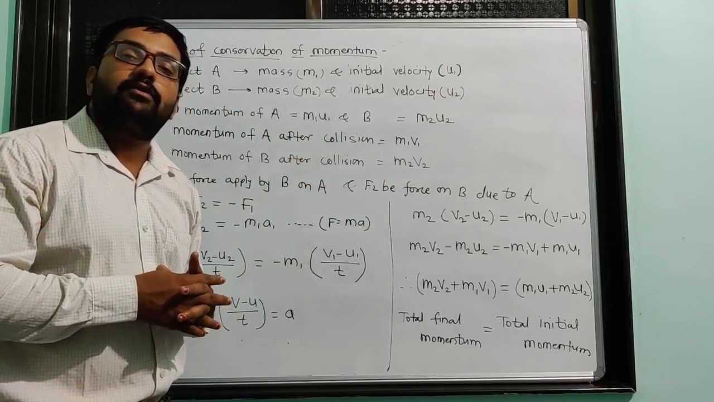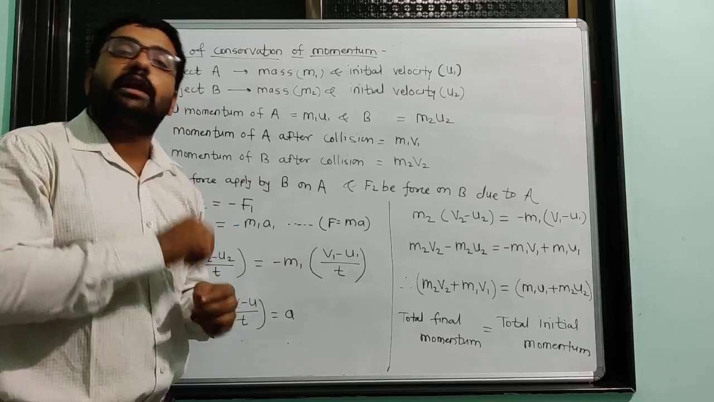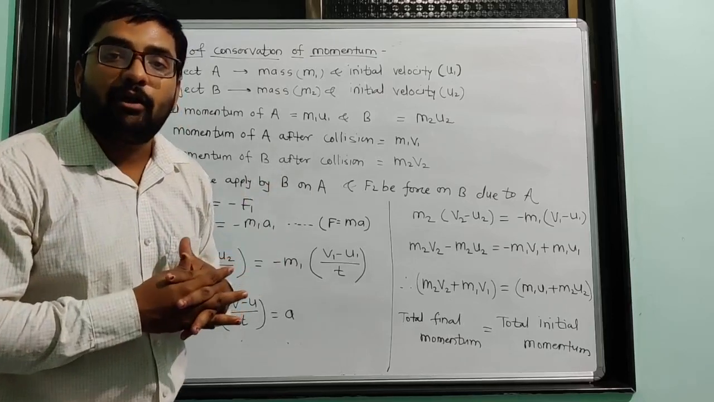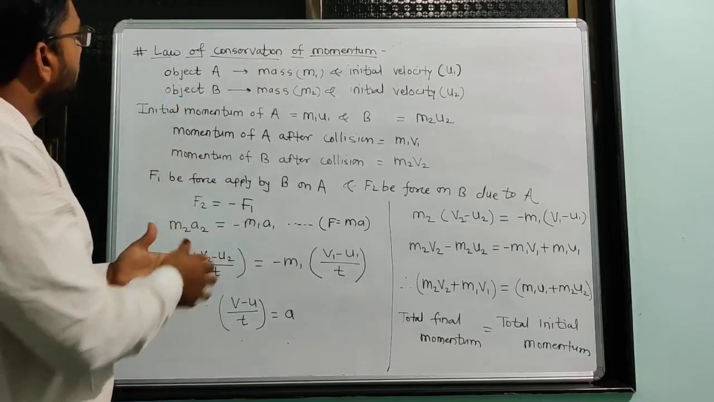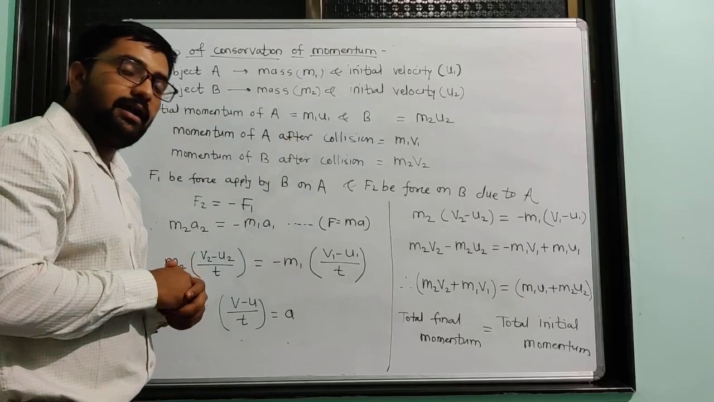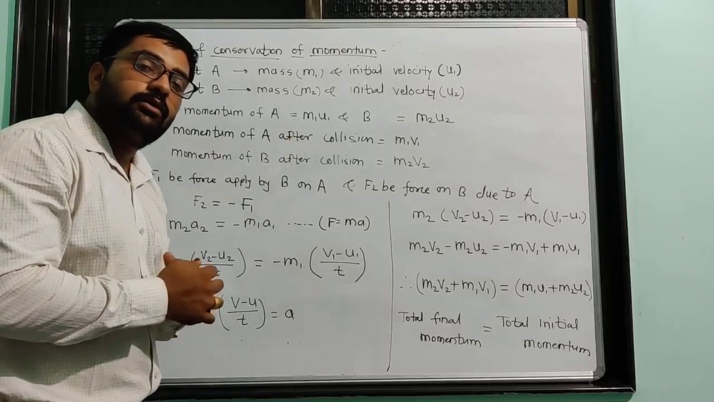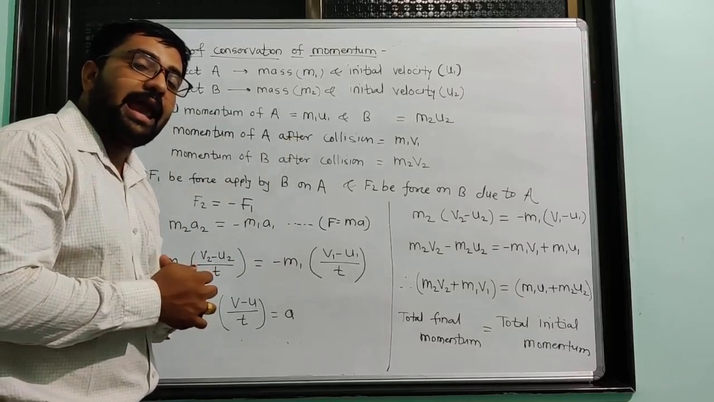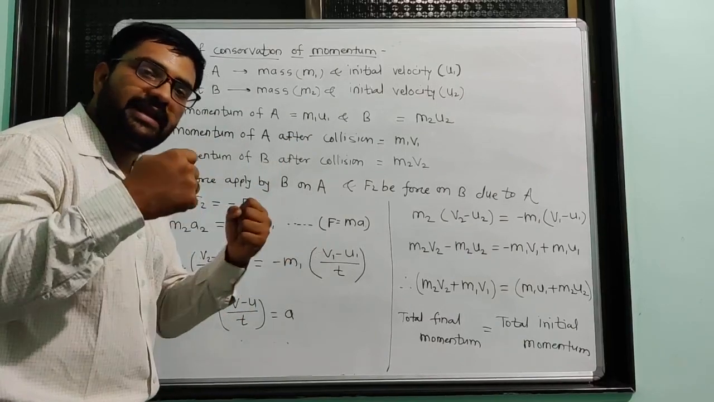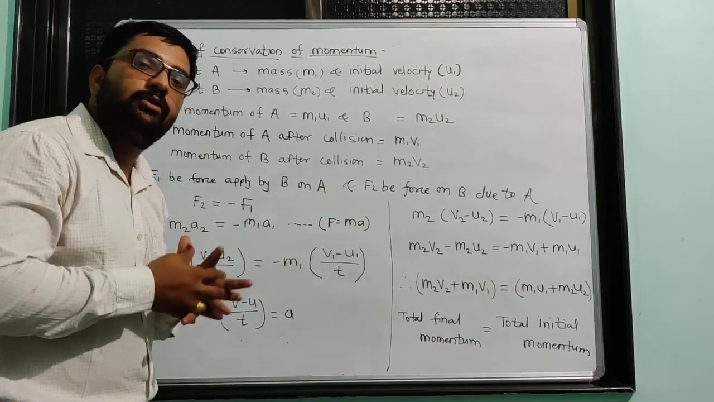They will apply force on each other, and due to that force, what happened? Acceleration is produced in both objects. Okay, so momentum of A after collision. I already told you, after collision, acceleration is produced in both objects, and their velocity will get changed due to the collision.